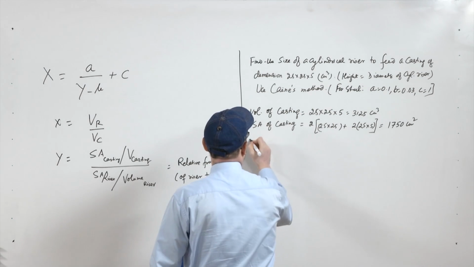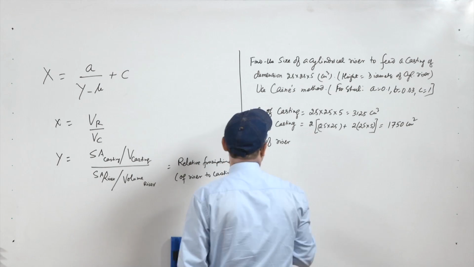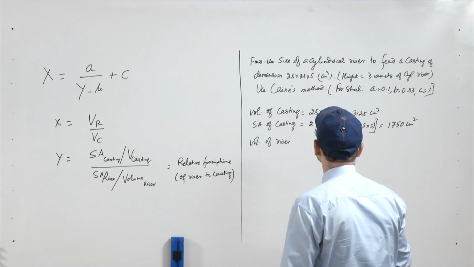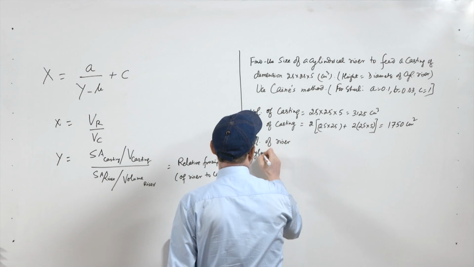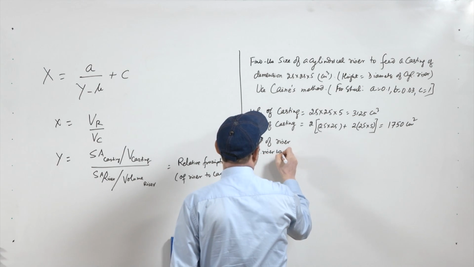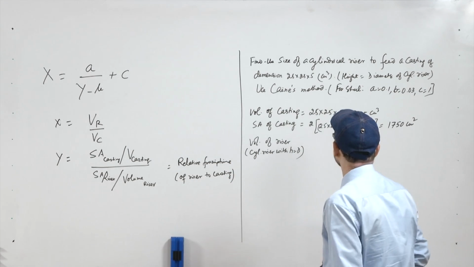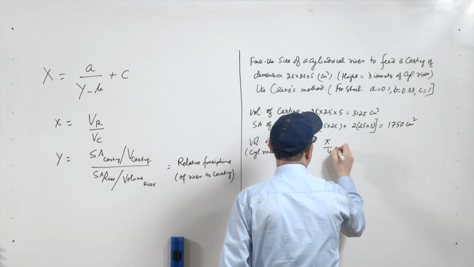Similarly, volume of riser, that is cylindrical riser with height equal to diameter. So, once you have a cylindrical riser with height equal to d, in that case volume will be pi by 4 d cube.